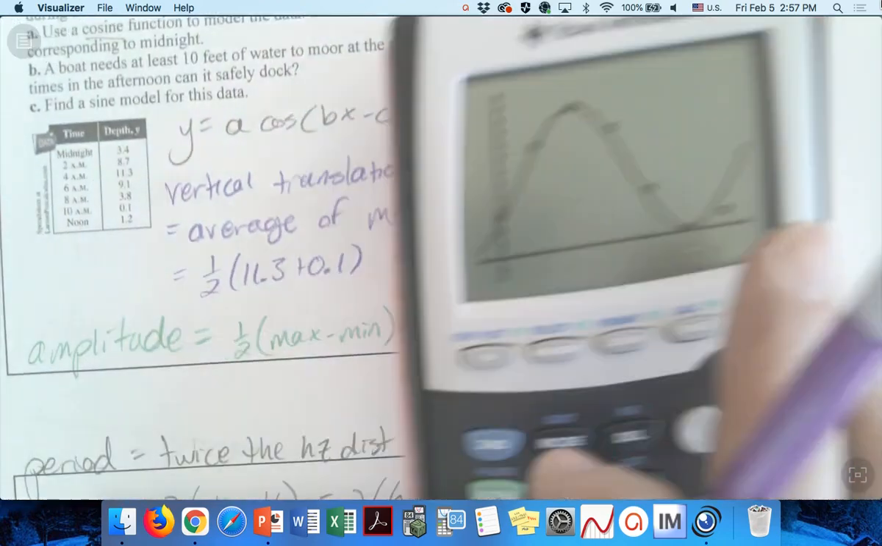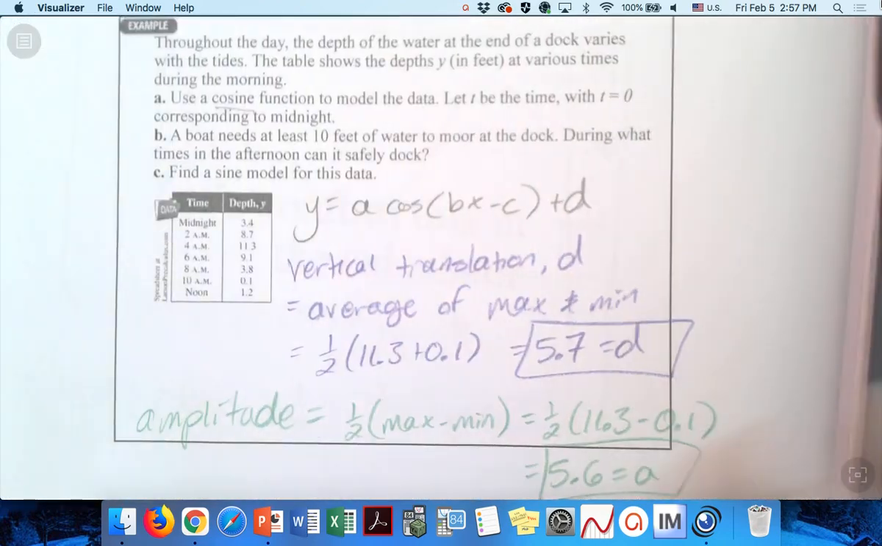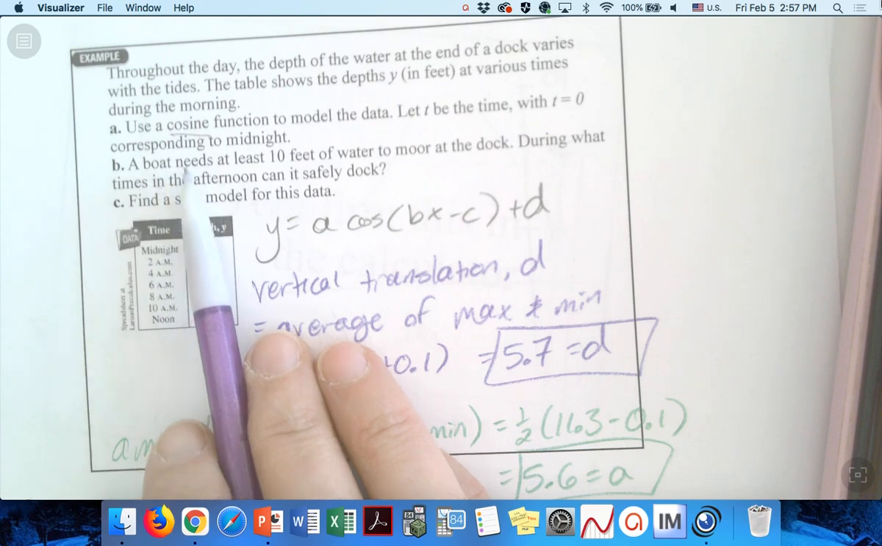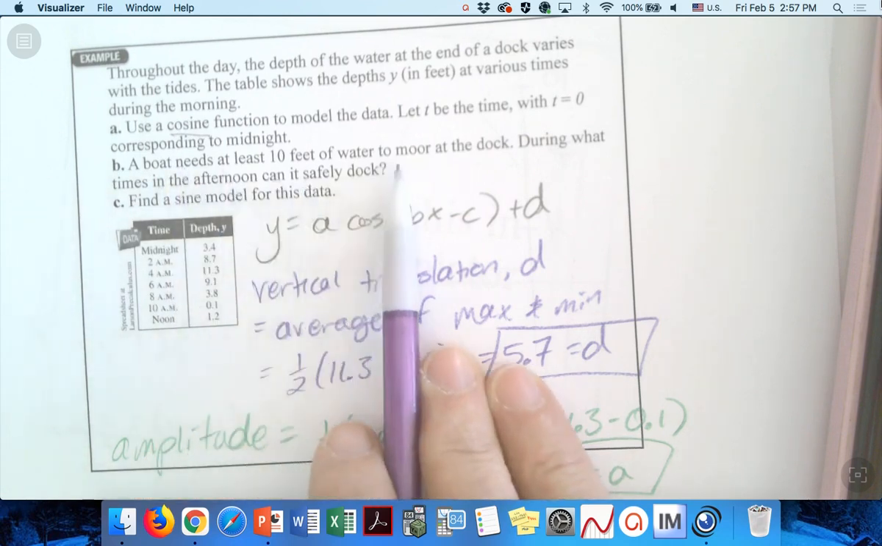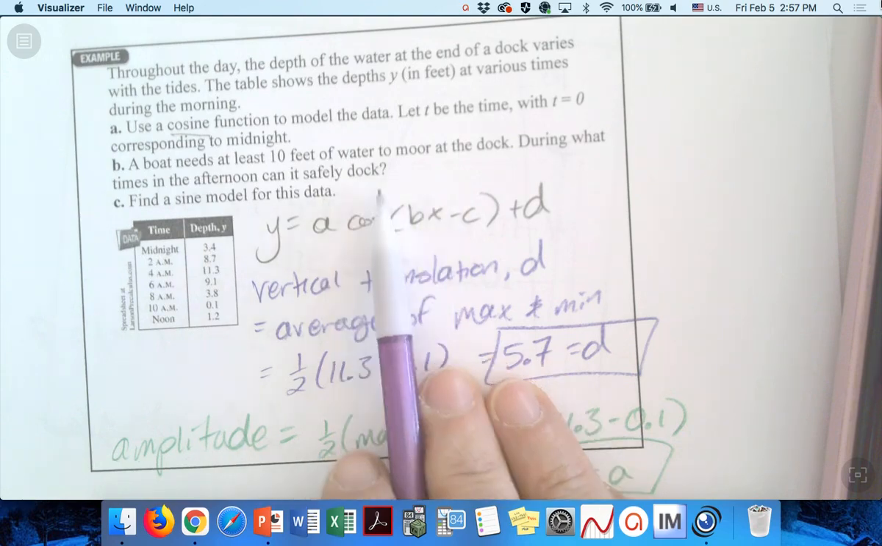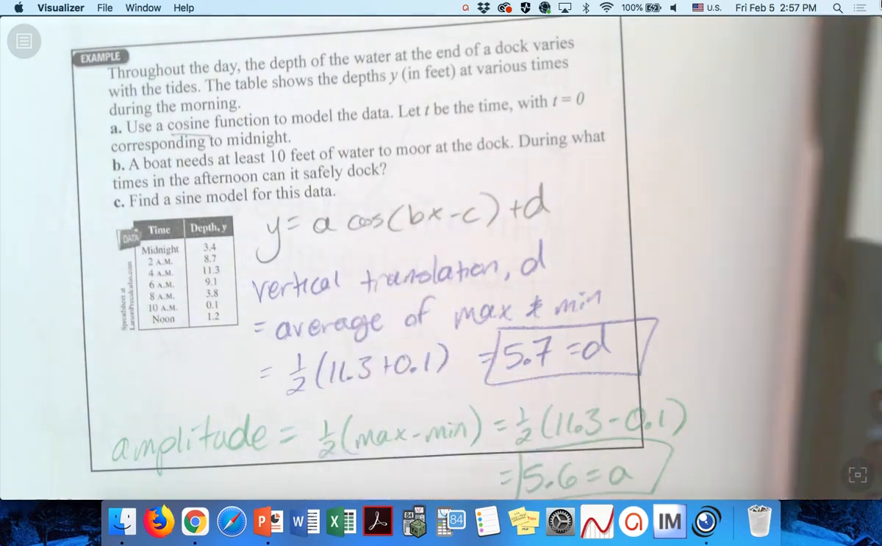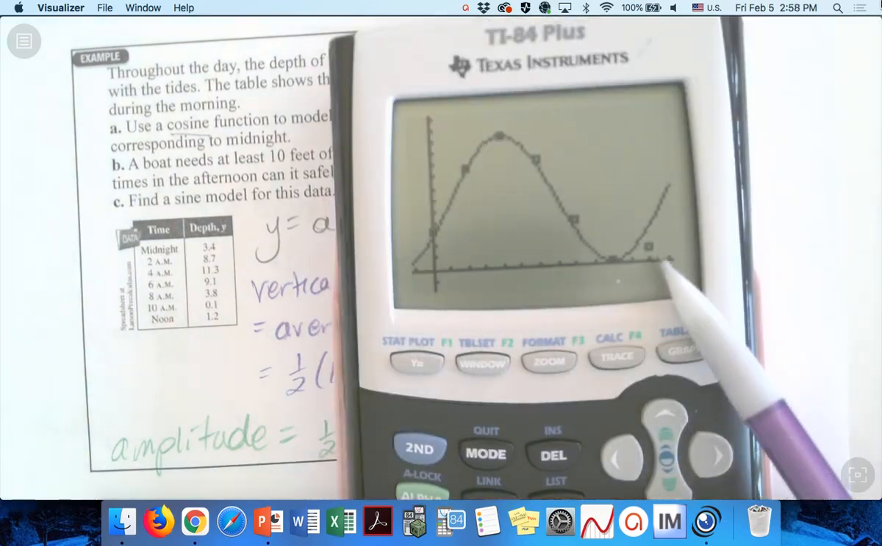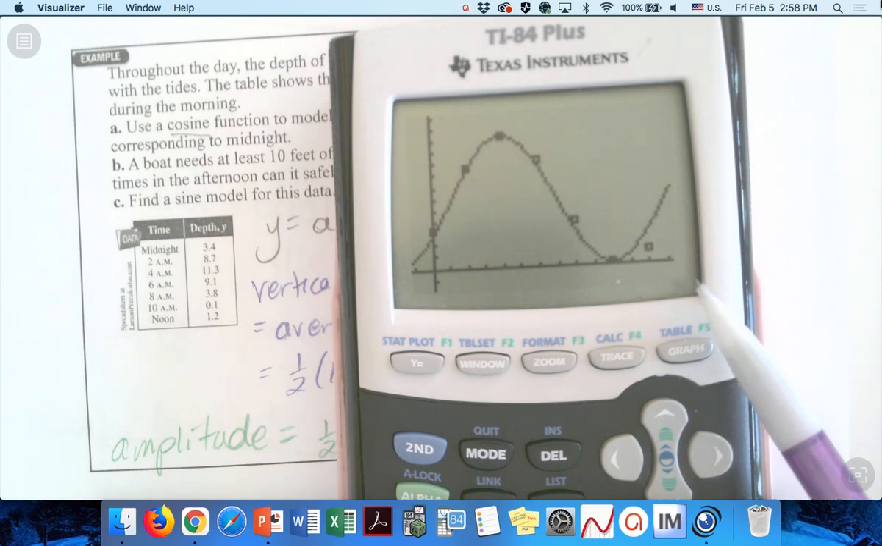Okay, so let's talk. We're about to use the calculator to help us answer part B. So part B says, a boat needs at least 10 feet of water to moor at the dock. During what times in the afternoon can it safely dock? Now remember, this last point right here was at noon, and they want to know 10 feet after noon. You could change the window.